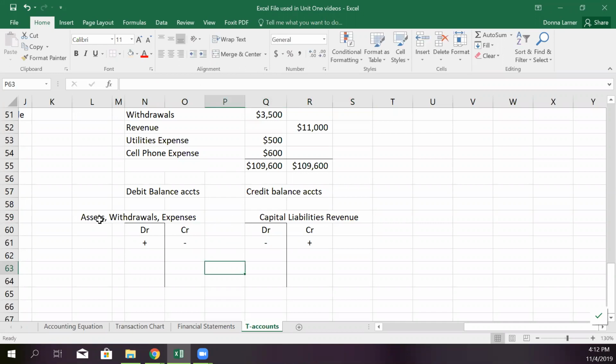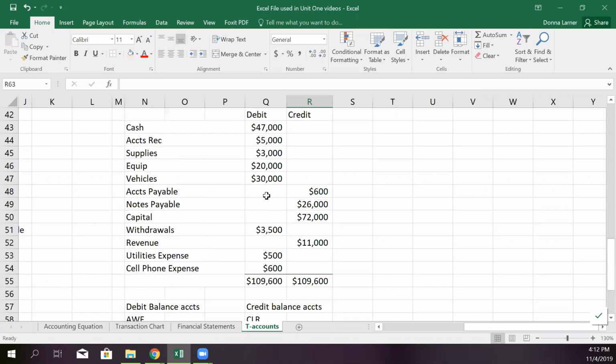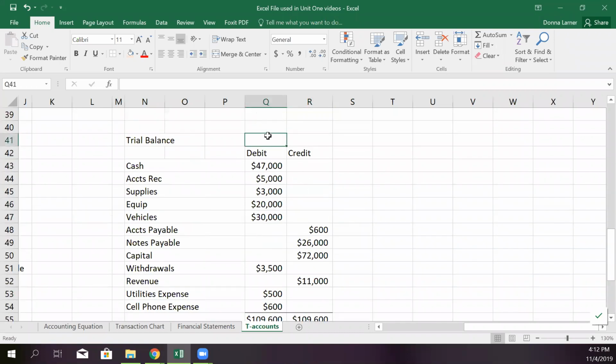So if you can hold on to two acronyms, AWE, like awesome: assets, withdrawals, expenses. They're all the debit balance accounts. And this one I abbreviate CLR and pronounce it clear. It's just an acronym. It didn't come from anywhere other than just trying to find a way to memorize the kinds of accounts that we're looking at here. So AWE and CLR. If we come back up to the trial balance, we see that this column, the debit column, contains all the AWE accounts, and the clear accounts are all over the credit column. You won't actually see this written at the top of a trial balance, but I'm putting it here just to help us remember that that's what we're finding in these columns.